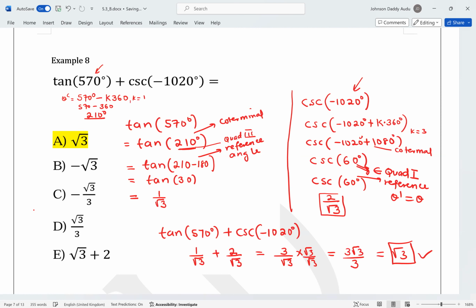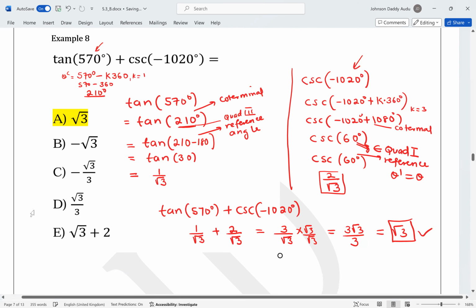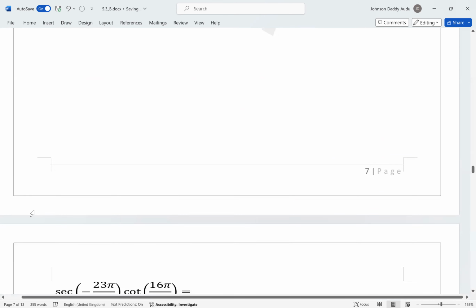Okay. So what is the procedure? First of all, get the coterminal, then get the reference angle. But here also you can see that in the first quadrant, cosec is also positive. So that is why from here to here, we still maintain it to be positive. All right, so let's see another one.